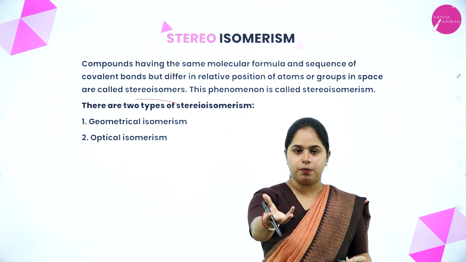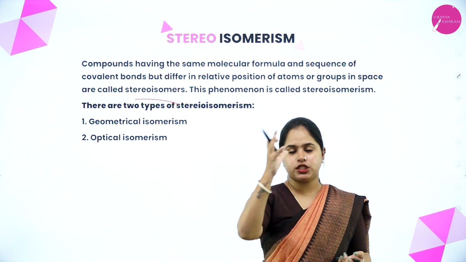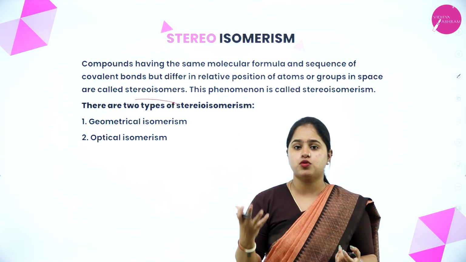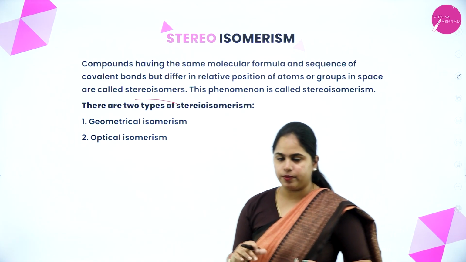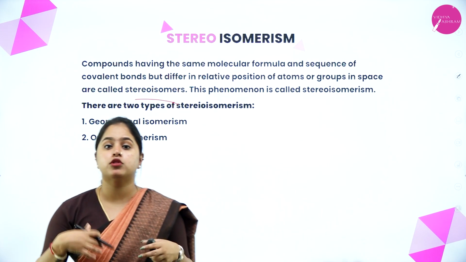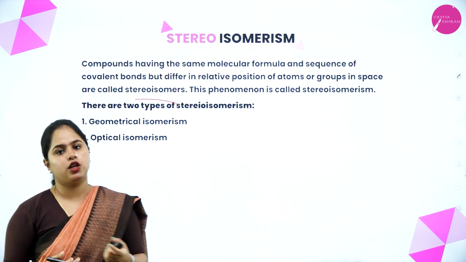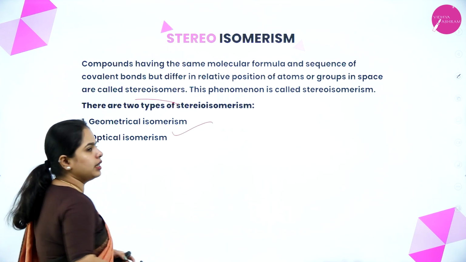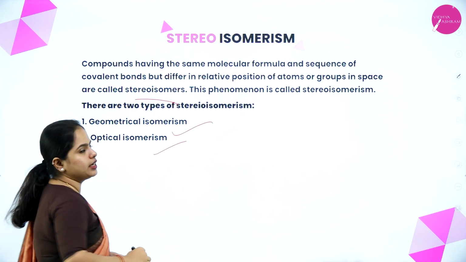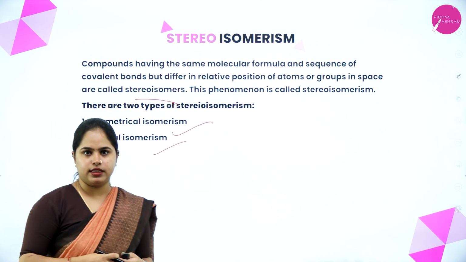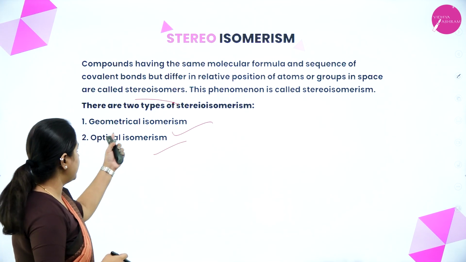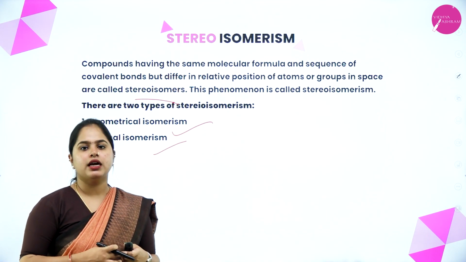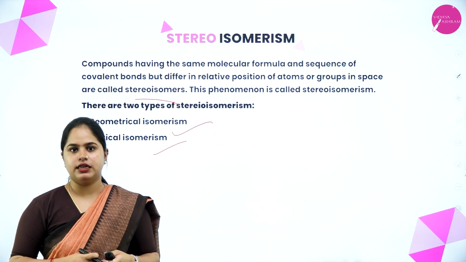When they are represented in space, in which direction the bonds are present, all the substituents, all those will be different. So based on the difference in the position in space, we get stereoisomers, and they are generally of two types, that is geometrical isomerism and optical isomerism, which in detail we'll study in the next chapter. So these names you have to remember, geometrical isomerism and optical isomerism. Clear? So the isomerism part is done.